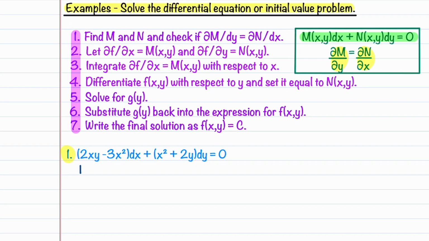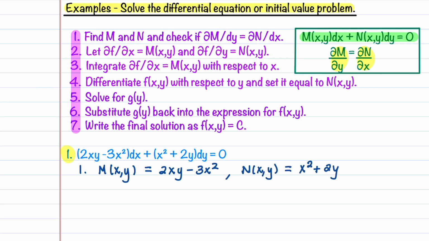The first thing that we're going to do is find M and N, and then check if the exactness condition holds. We're going to let M of x, y be the function that multiplies dx, so that's just 2xy minus 3x squared. And then we're going to let N of x, y be the function that multiplies dy, and that is x squared plus 2y.